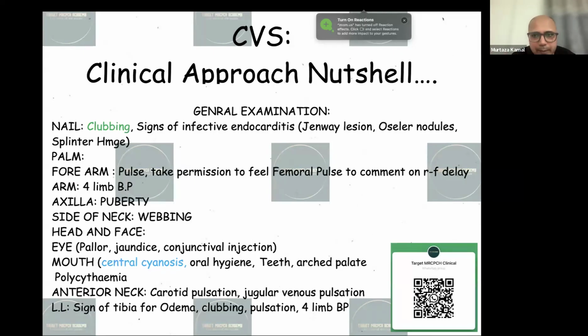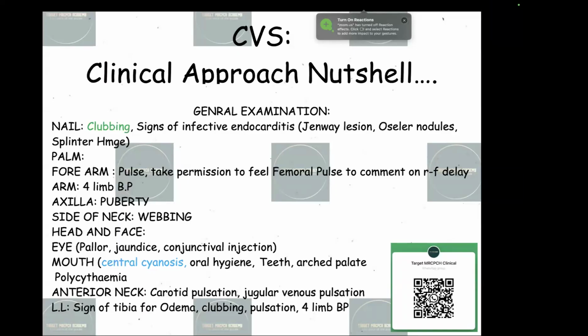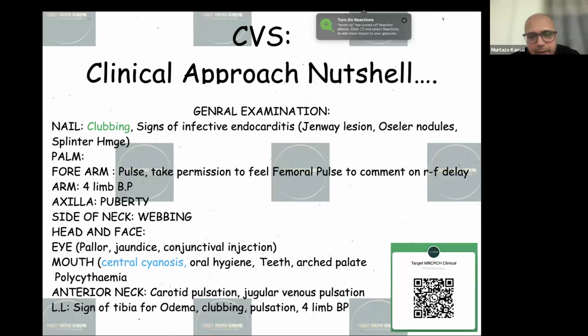You have to see for the palms, for any Janeway lesions. You have to see for the tips of the fingers, for Osler nodes. And are the Osler nodes tender or non-tender? Any one of you? Tender. Yeah, they are tender, right. That's very important to remember that they are tender.